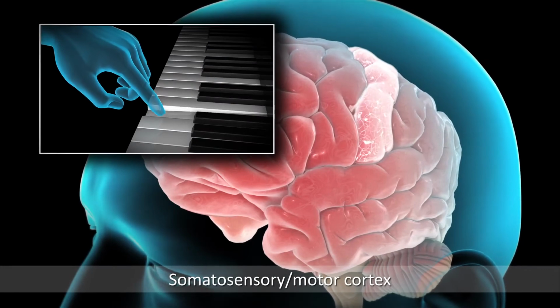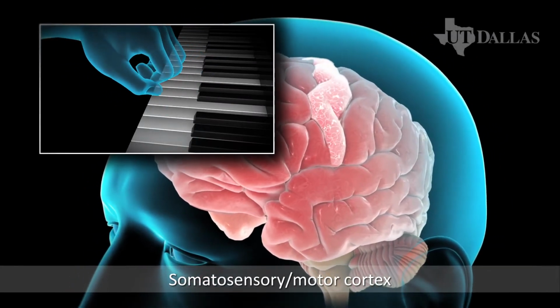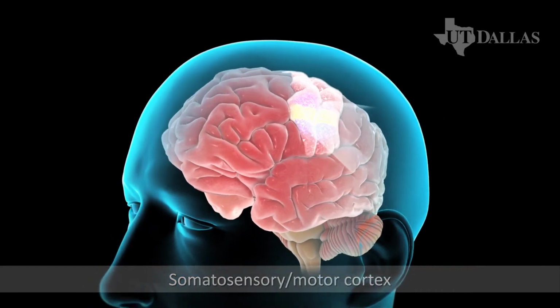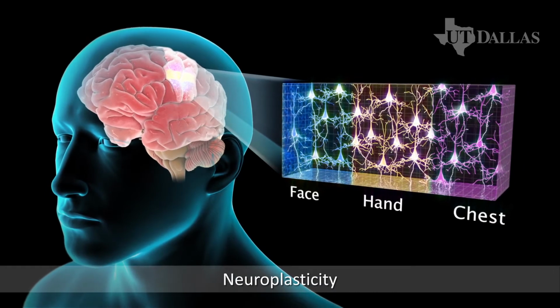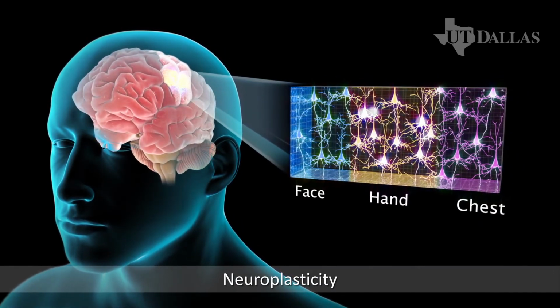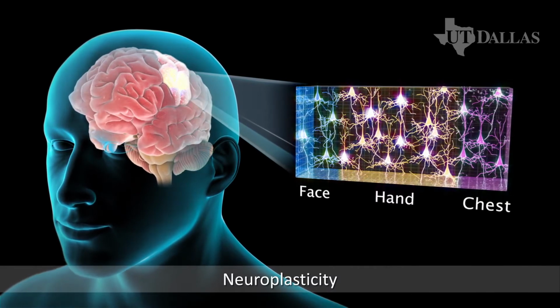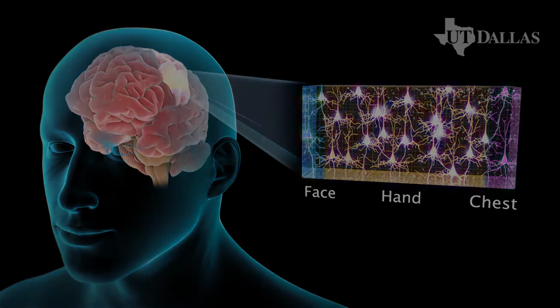The sense of touch is processed in somatosensory cortex. Movements are controlled by motor cortex. These areas are organized in body regions. With learning, these brain regions can change. This ability to reorganize is known as neuroplasticity, which is essential to learning and memory.